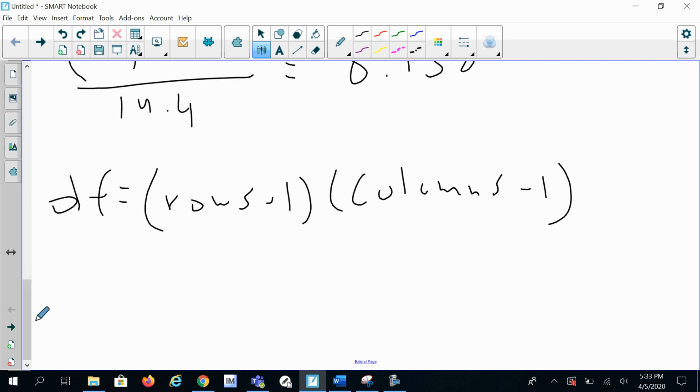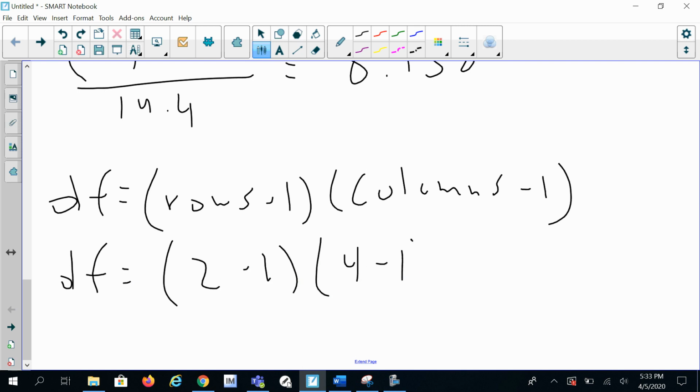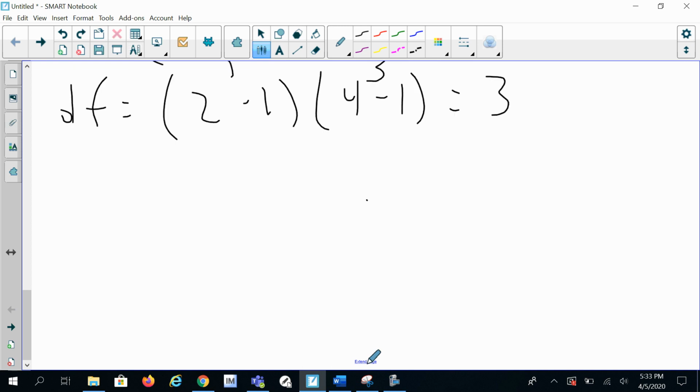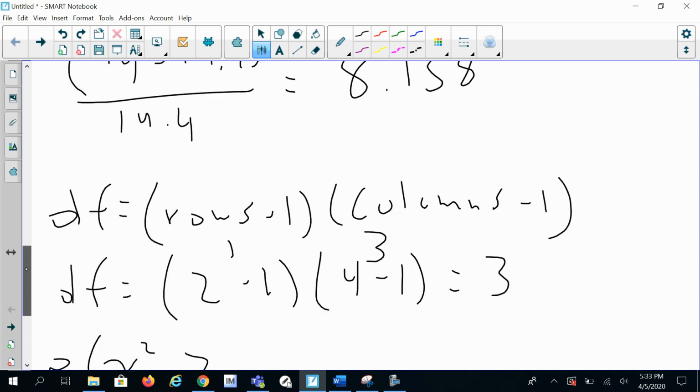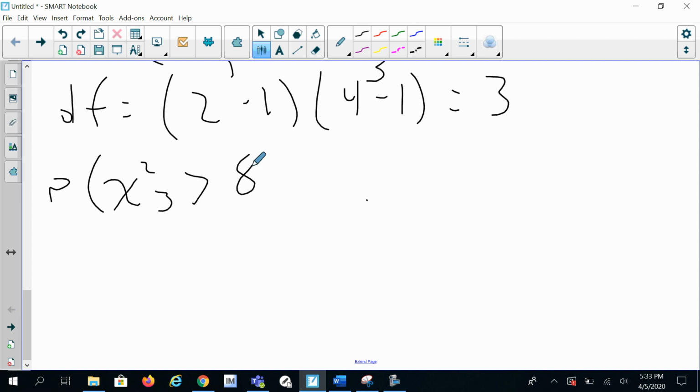So my DF is going to be equal to 2 minus 1 times 4 minus 1, which is equal to 3. That's 1 times 3 is 3. So we have 3 degrees of freedom. So then let's find our chi-square. So probably that chi-square sub 3 is greater than, I think it was 8.158, yep, 8.158. And we're going to go to our chi-square calculator again.